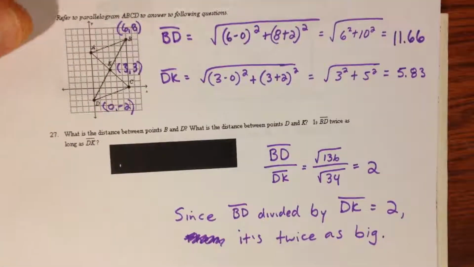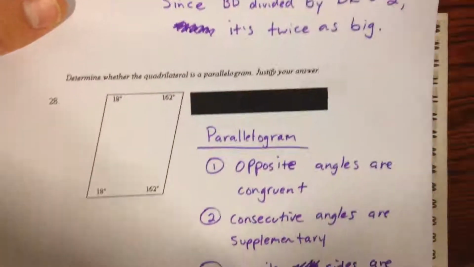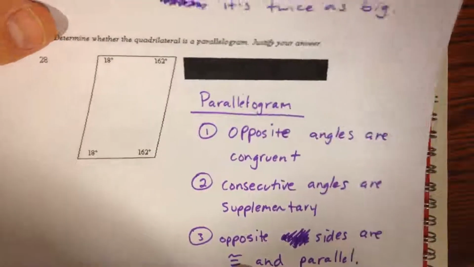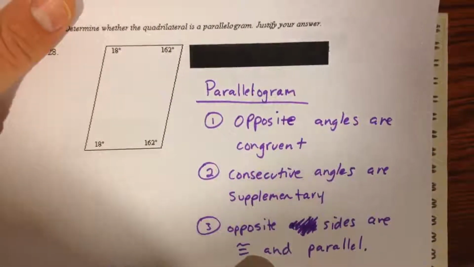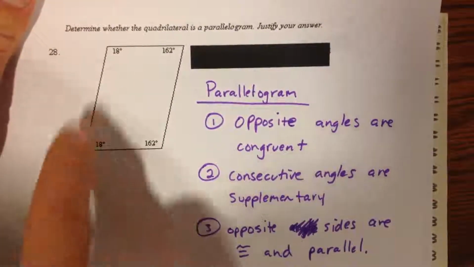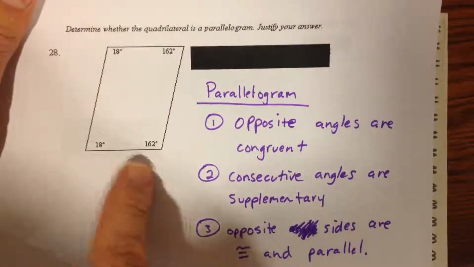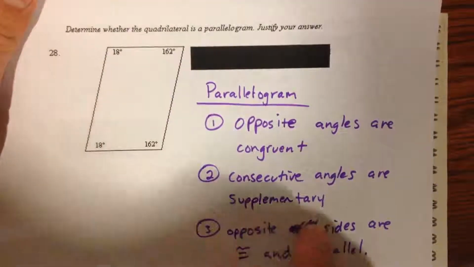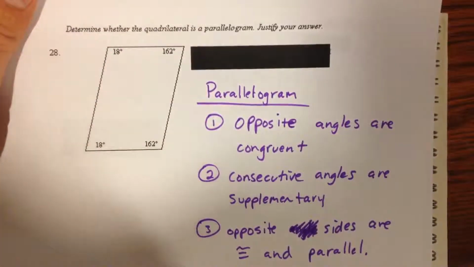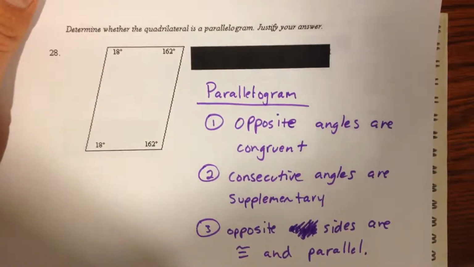Okay, so the second one, there's the definition of parallelogram, and if you look at this, the opposite angles are not congruent. Now consecutive angles, if you check those, are not supplementary either. 18 plus 18 is not 180. So there's a couple different reasons why this is not a parallelogram. So the answer is no.